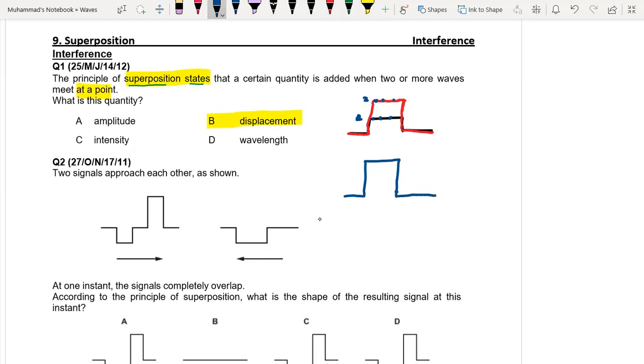Okay. So we will add displacement at a particular time. At a particular time, the resultant displacement will be the sum of individual displacements. So over here, displacement is 1 and over here, displacement is 2. So the resultant displacement is 3 for this time interval. Okay. So option B is correct.